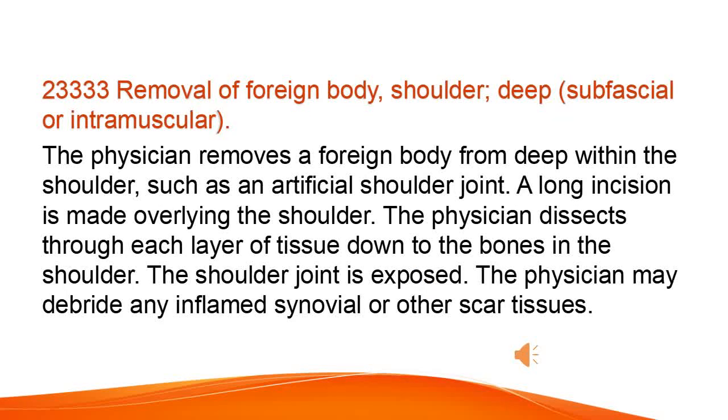Removal of foreign body, shoulder, deep, subfascial or intramuscular. The physician removes a foreign body from deep within the shoulder, such as an artificial shoulder joint. A long incision is made overlying the shoulder. The physician dissects through each layer of tissue down to the bones in the shoulder. The shoulder joint is exposed. The physician may debride any inflamed synovial or other scar tissues.